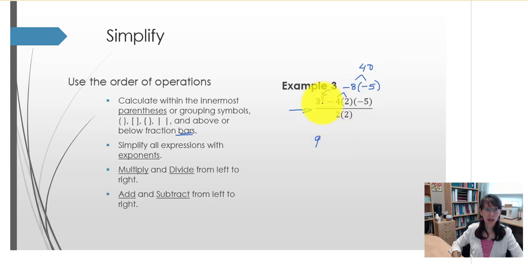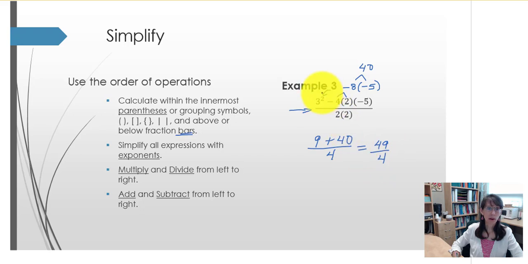So I really have 9 added to 40 for our numerator. In the denominator, this is much simpler. 2 times 2, that makes 4. Notice the only operation remaining in the numerator here is addition. 9 plus 40 would make 49 divided by 4.